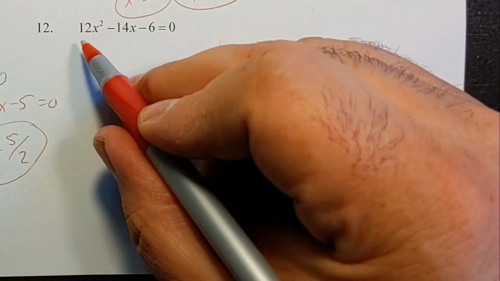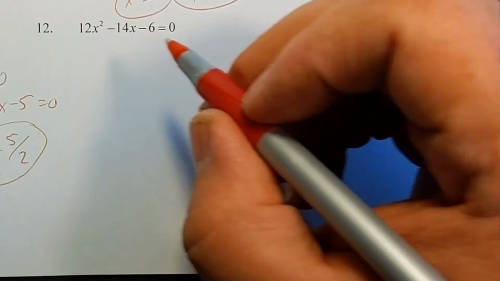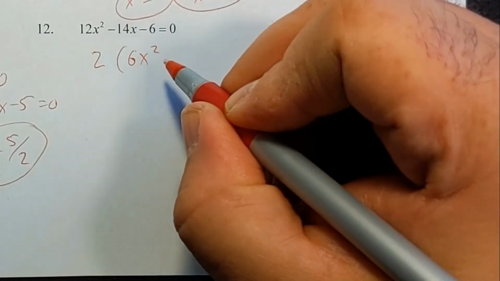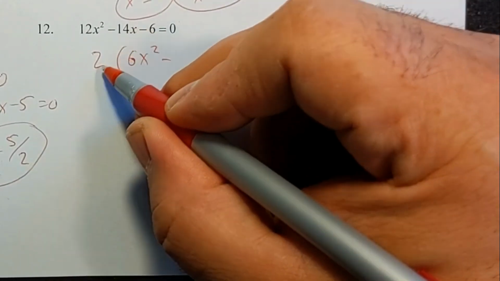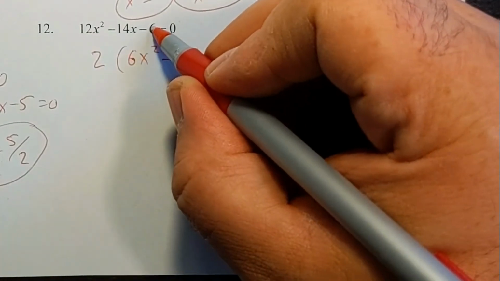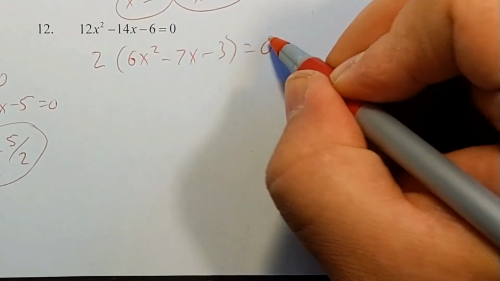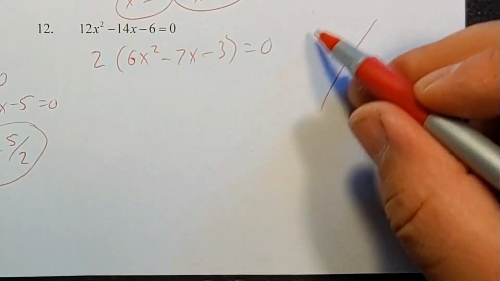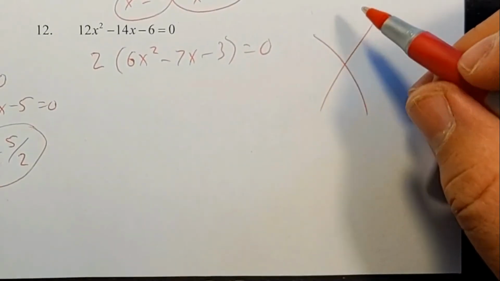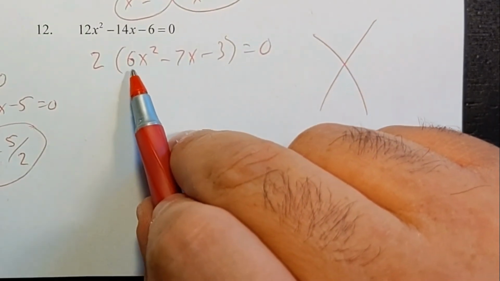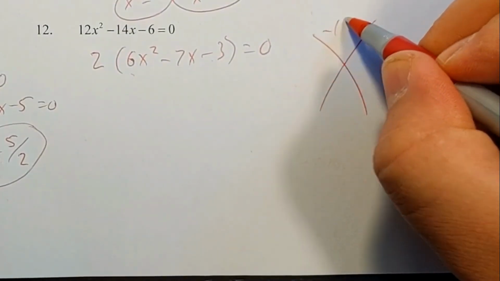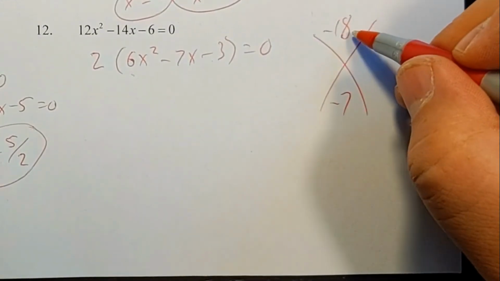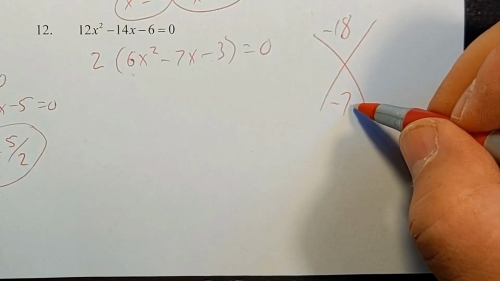And the last problem, the 12, the 14, and the 6 can all be divided by 2. If I divide 12x squared by 2, I get 6x squared. And if I divide the 14x by 2, it's down to 7x, and the 6 divided by 2 is down to 3. From here, I'm going to look for my factors using this to organize my information. Since there's a number in front of the x squared, I'm going to multiply 6 times negative 3. That's negative 18. And then I'm going to have this negative 7 that goes down to the bottom. I'm finding factors of 18 that combine to give me a 7.